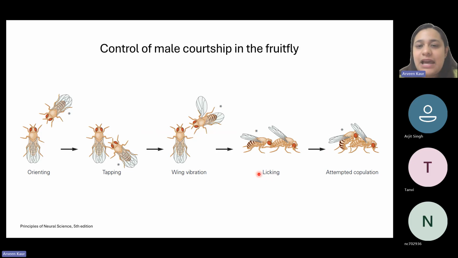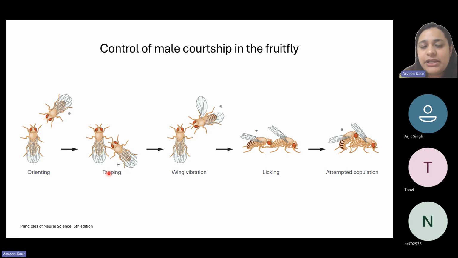Over here is one of the examples of why there has to be a sexual dimorphic pattern in organisms, right? In this particular case, how does that happen? Over here you can see Drosophila, the fruit fly. We are looking at the control of male courtship in the fruit fly, right? This one fly that is marked with an asterisk is actually the male.